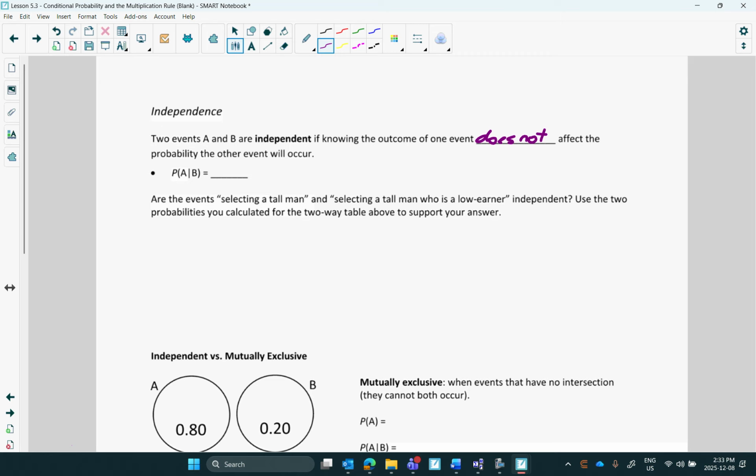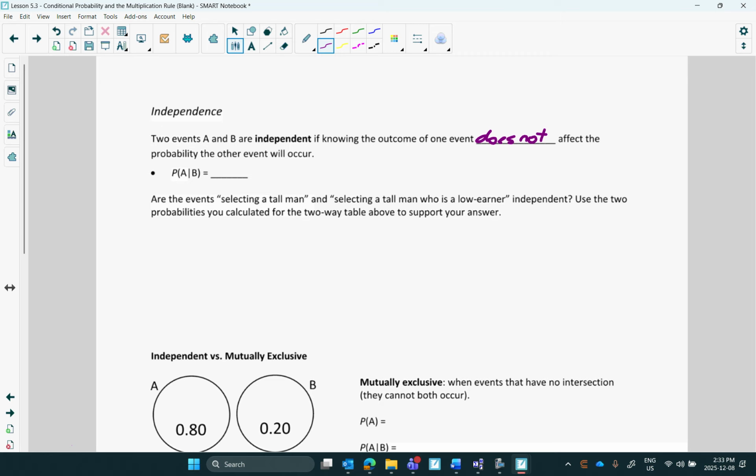I have a deck of cards. I find this is usually a good way to explain it. So I'm going to shuffle it and draw a card. What's the probability I draw a king? 4 out of 52.